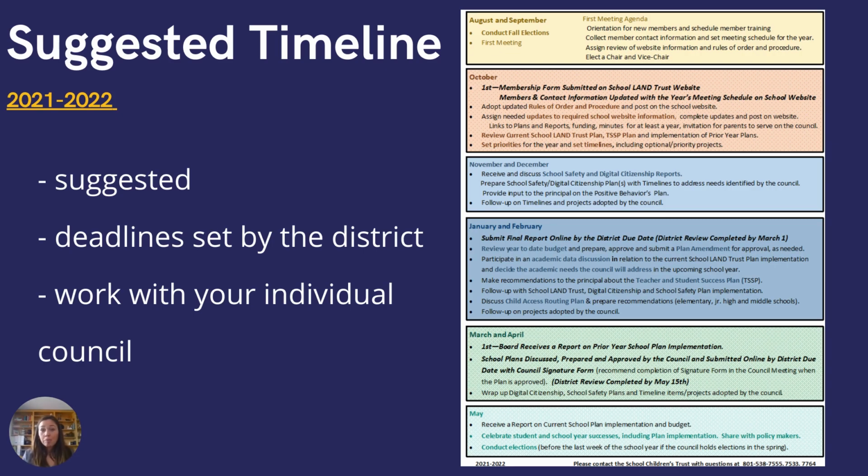So in October, you'll probably want to get to know one another and make sure all the forms are filled out so that we know who you are and who is serving on your council. You might want to review your rules of order and procedure, etc. Then in November and December, start looking at the data. In January and February, start deciding what kind of plan you're wanting to create to meet your goals. And then March and April, really finalize that plan and turn it in. So that's kind of the year ahead that you're looking at.